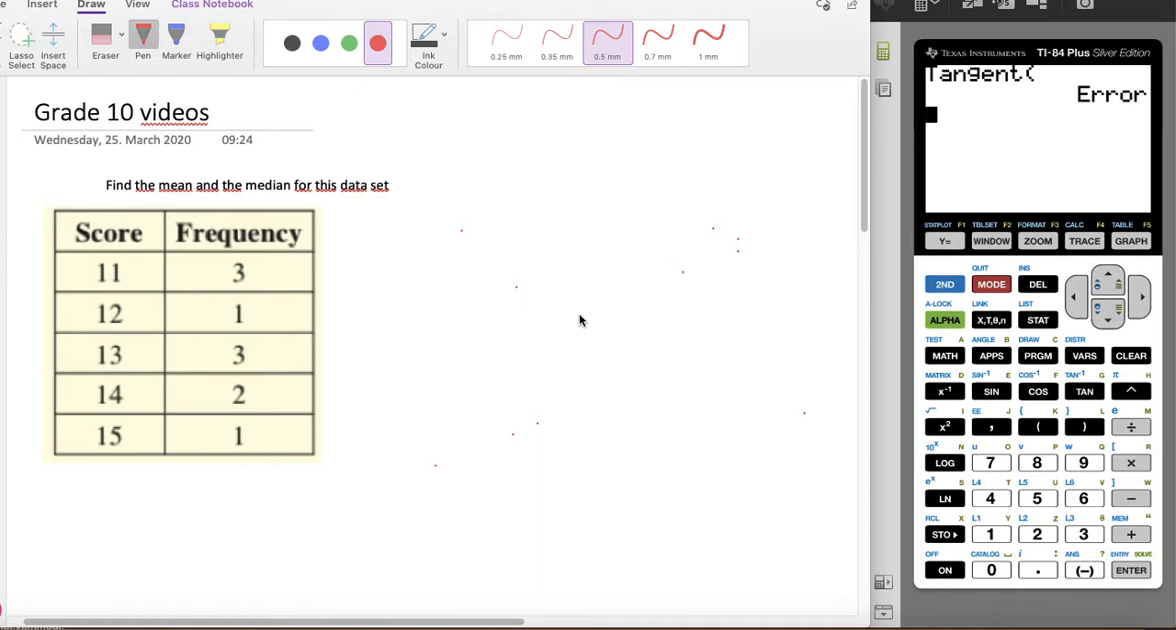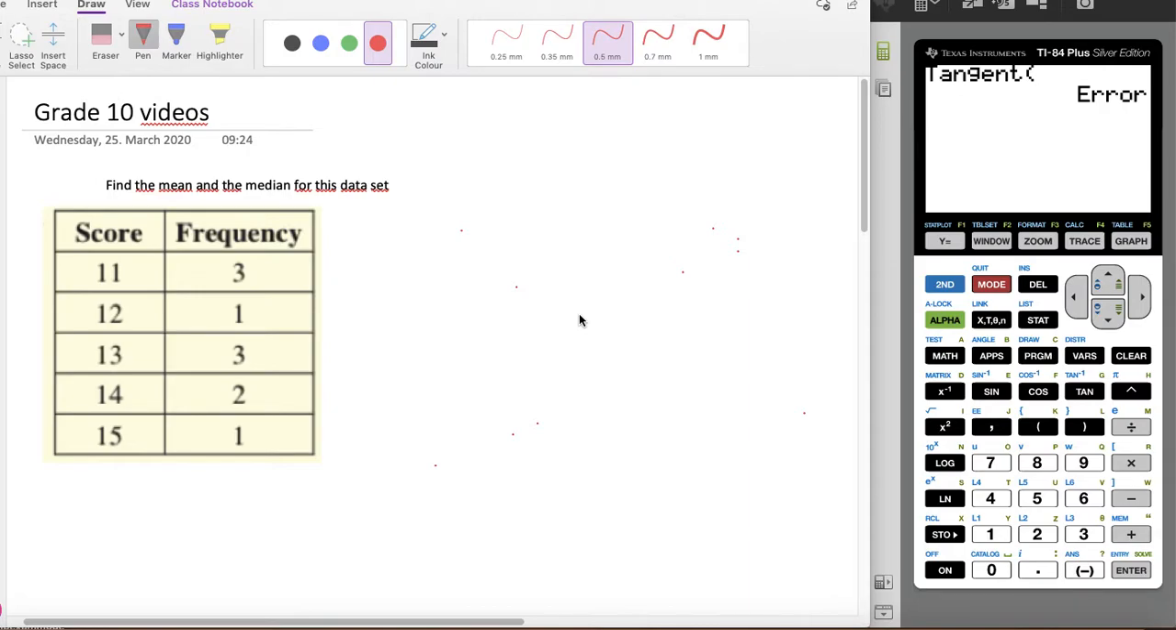I'm going to be talking to you today about finding the mean and median with your calculator, and also we're going to be talking about finding box plots using your calculator. So let's get going. If we take a look at this first question, it says find the mean and the median for this data set.